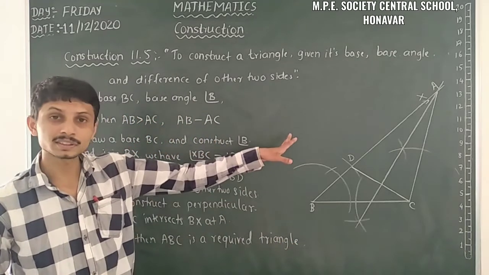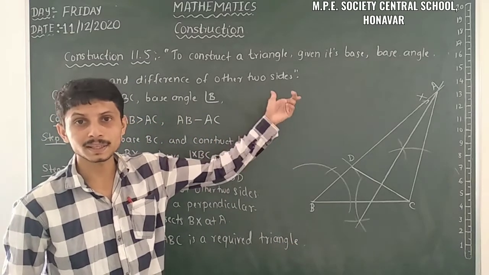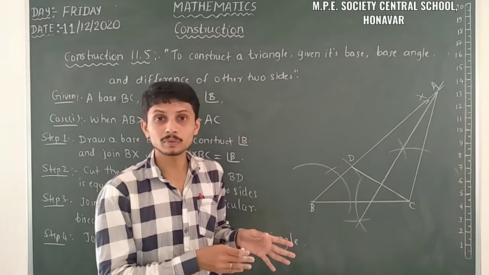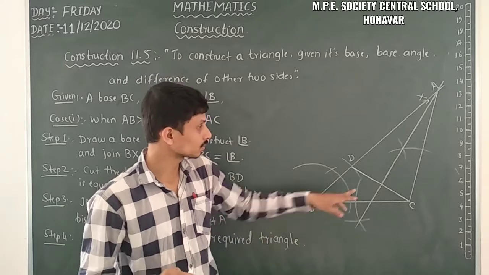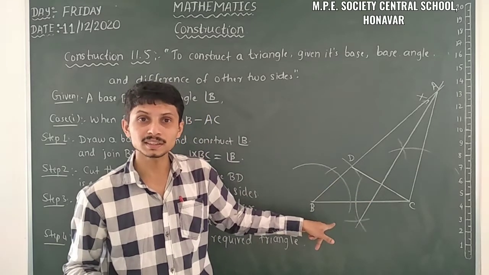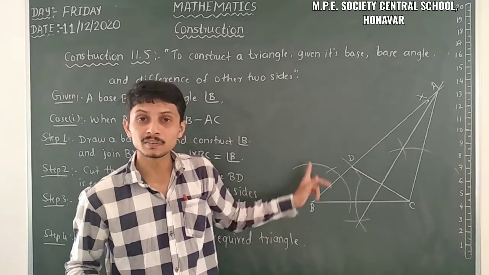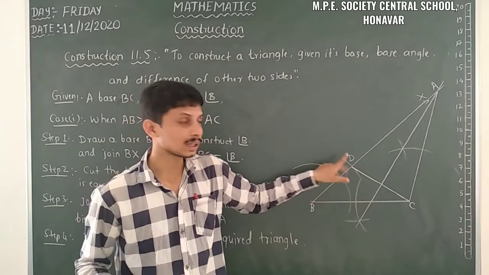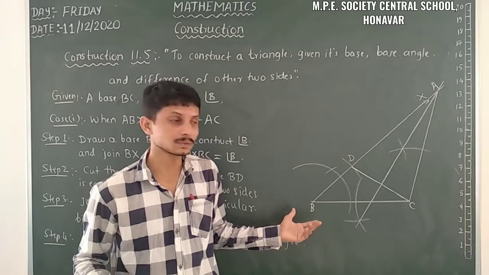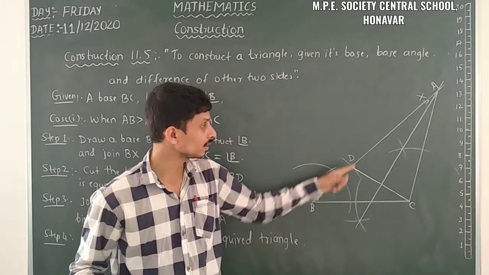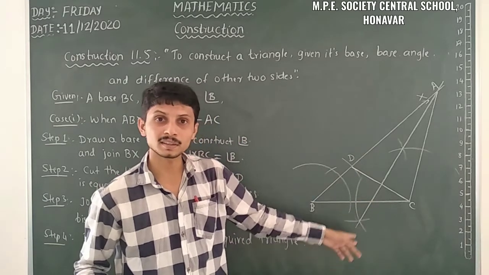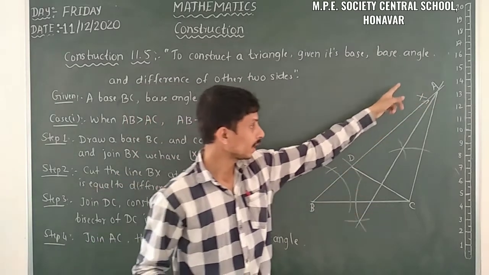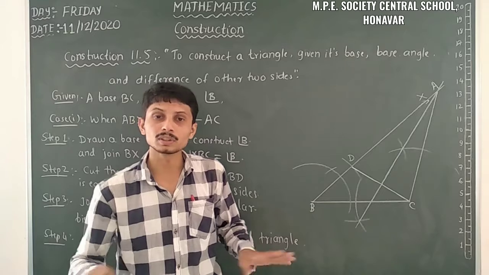So here just observe, this is the construction of a triangle when we have the base, angle and difference of the other 2 sides. The same procedure as in the last construction, but the difference is that we have to cut the line BC with the length of AB minus AC. So whatever the other things we have, drawing BC and making an angle, then taking a perpendicular bisector which intersects the line BX at A, and then you have to join AC. So that one is also the same.